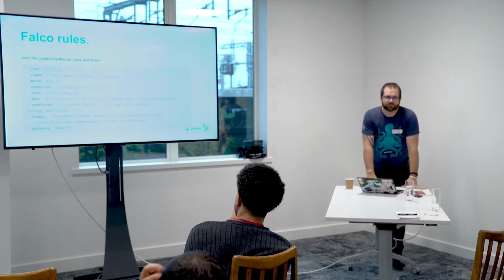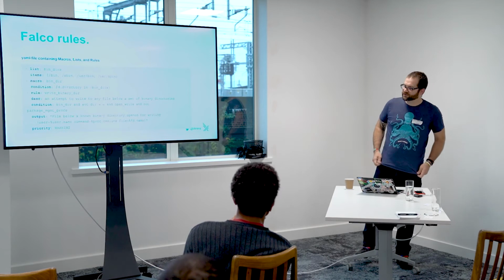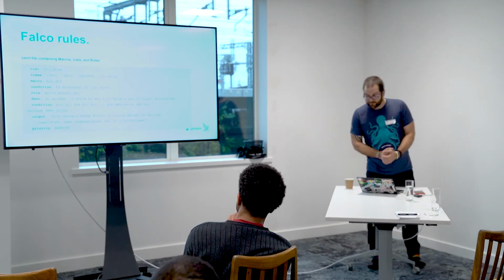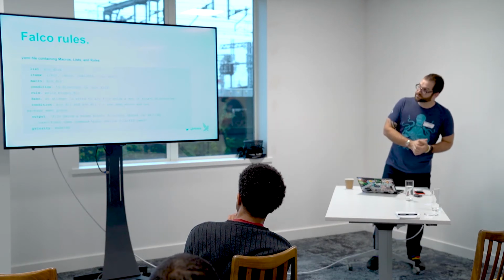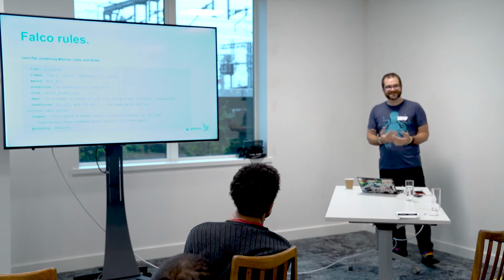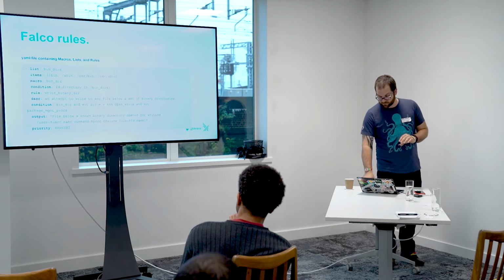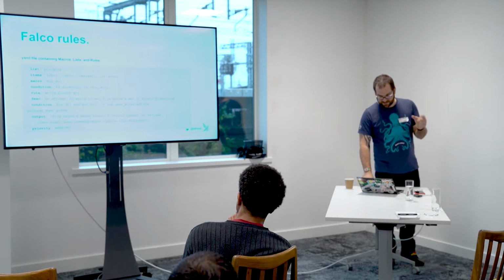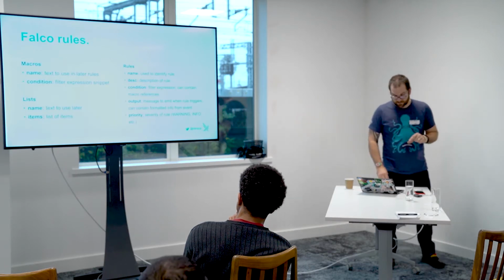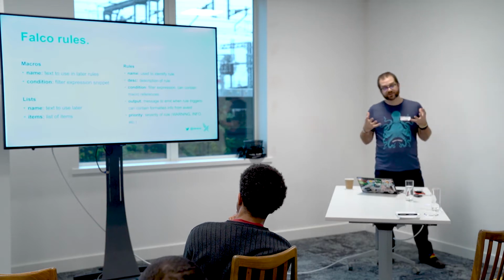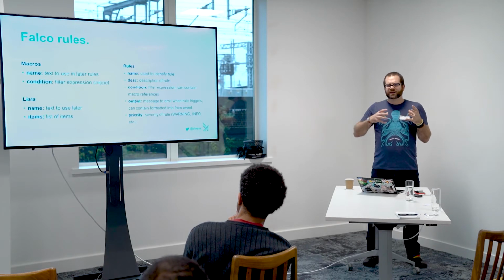So what does a Falco rule look like? In true Kubernetes style, they're written in YAML format, which means the formatting is a pain and will cause you problems. But there's basically 3 groupings you have in the YAML file: list, macro, rules. And I always explain this on this slide and then forget that there's actually a next slide that explains it all.